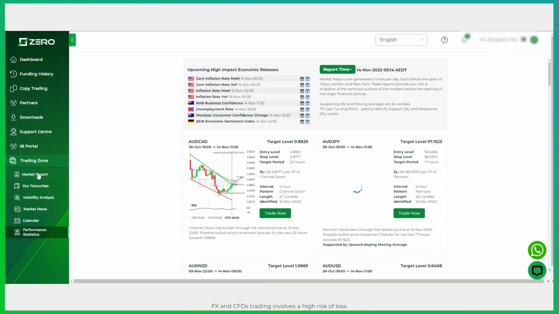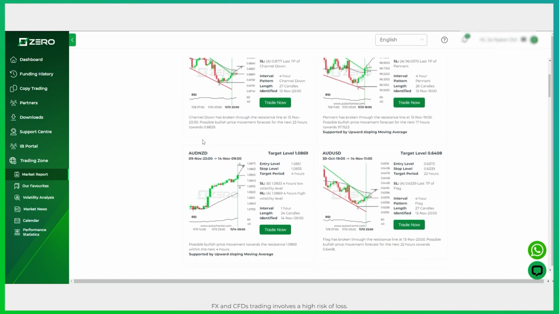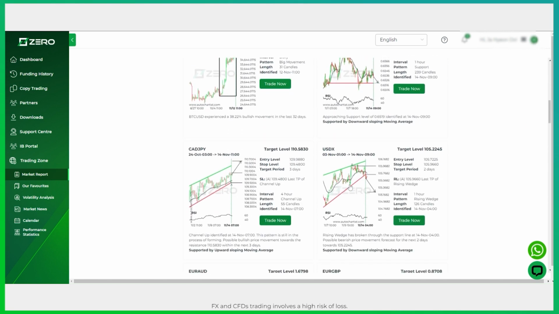Now, let's explore the key features. Starting with the market report. This section offers a comprehensive overview of the upcoming economic releases, highlighting key trends and potential trade opportunities.